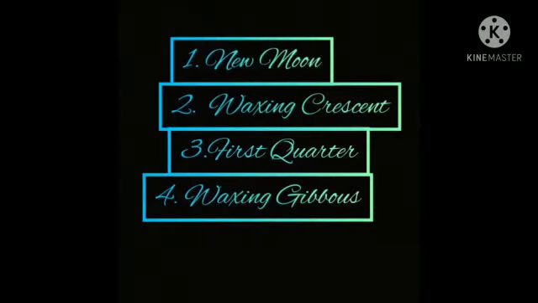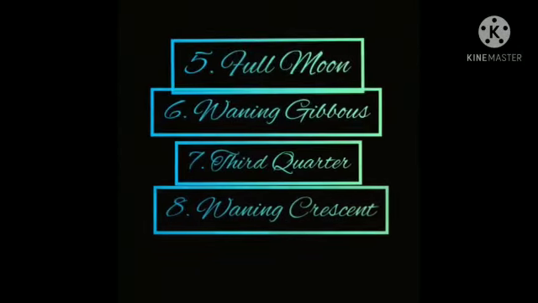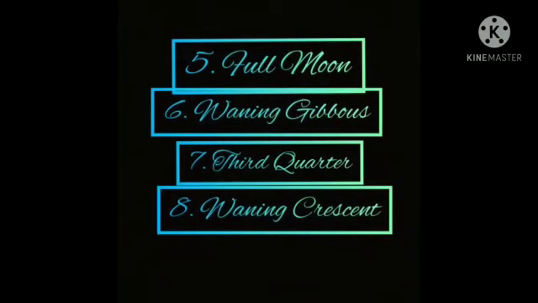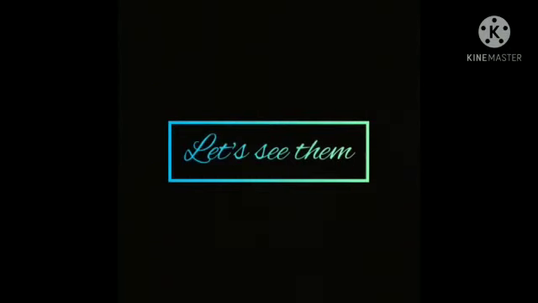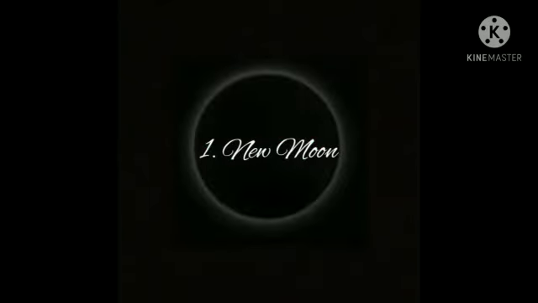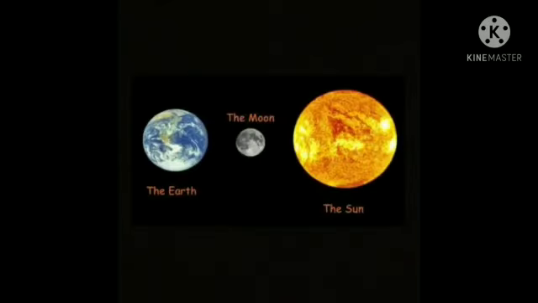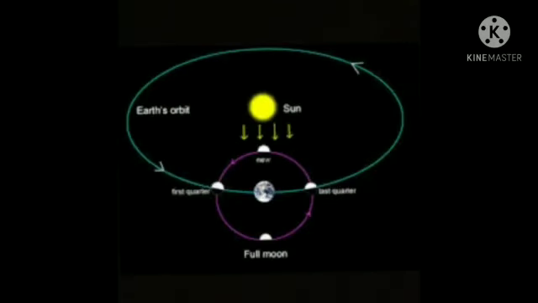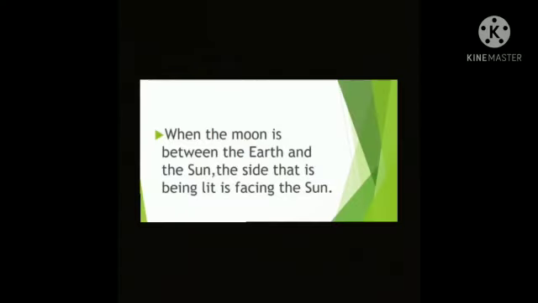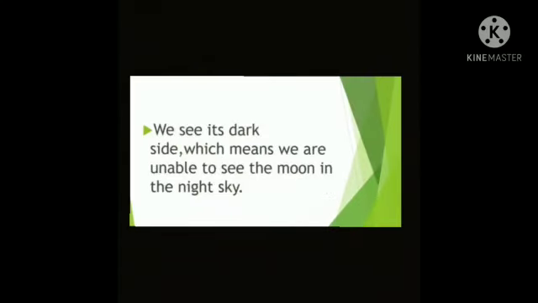8 separate phases are recognized during the lunar cycle. Let's see them one by one. First, new moon. When the moon is between the Earth and the sun, the side that is being lit is facing the sun. We see its dark side, which means we are unable to see the moon in the night sky. This is called the new moon cycle and is considered as the beginning of the moon phases.